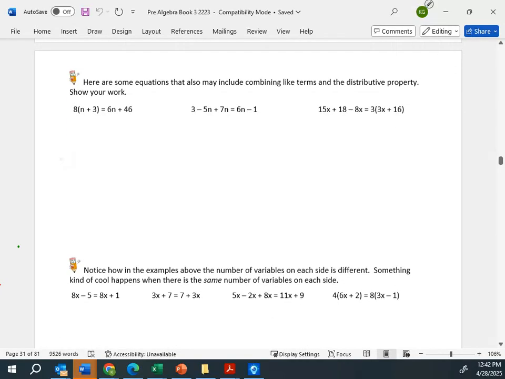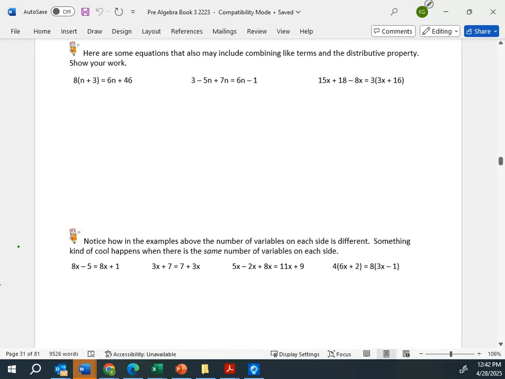On our second page, here are some equations that also may include combining like terms and that distributive property. Woo! It's nothing new. We've done it. It looks more complicated. We look at something like this and we go, oh my word, that is complicated. But we just take it one step at a time. All right, don't get overwhelmed looking at that. Let's look at this first one.